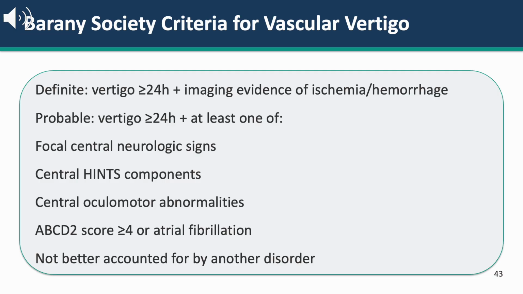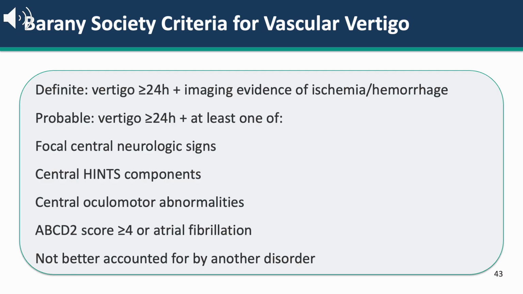For definite acute prolonged vascular vertigo, the criteria require acute vertigo, dizziness, or unsteadiness lasting at least 24 hours, imaging evidence of ischemia or hemorrhage in the brain or inner ear corresponding to the symptoms, and the condition not being better accounted for by another disease.